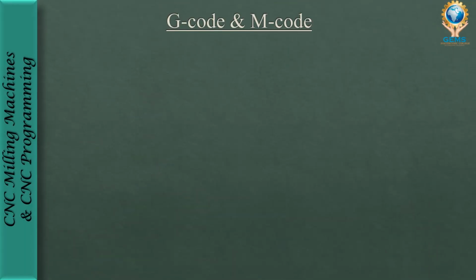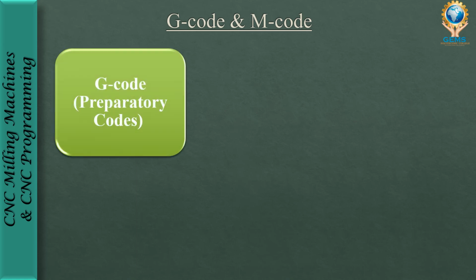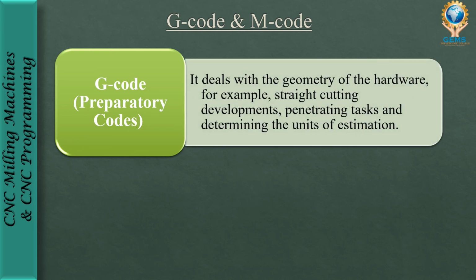Now come to the two types of codes we use in CNC programming to perform a specific machining operation. G codes are otherwise called preparatory codes. They deal with the geometry of the workpiece, for example straight cutting, movements, drilling tasks, and determining the units of measurement. For all these needs, we have to use the G codes or preparatory codes.